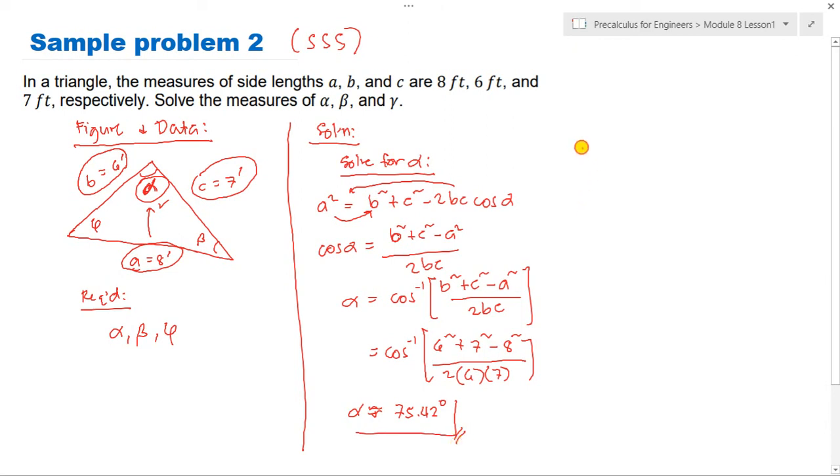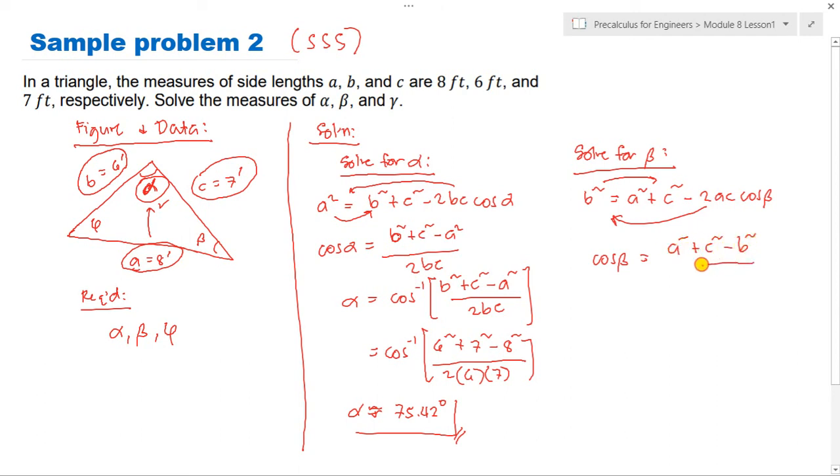How about for angle beta? So solve for beta. For beta, we can use side C, side A, and side B. That is b squared is equal to a squared plus c squared minus 2ac cosine beta. To get cosine beta, transpose b squared to the other side, then divide by 2ac. The result is cosine beta equal to a squared plus c squared minus b squared all over 2ac. Take the inverse cosine: beta is arccosine of a squared plus c squared minus b squared all over 2ac.